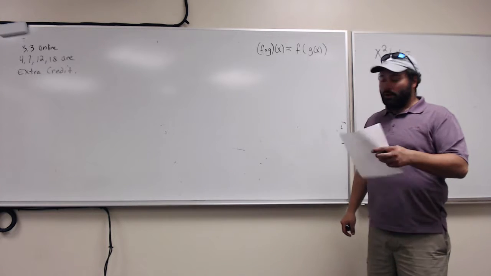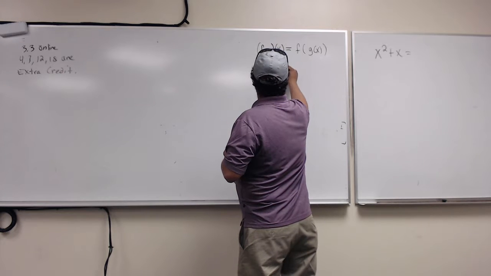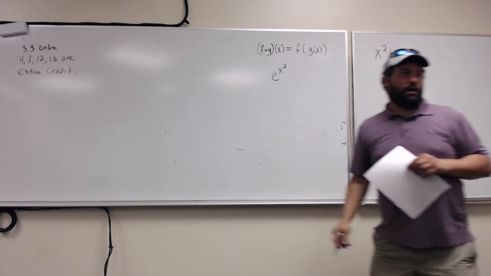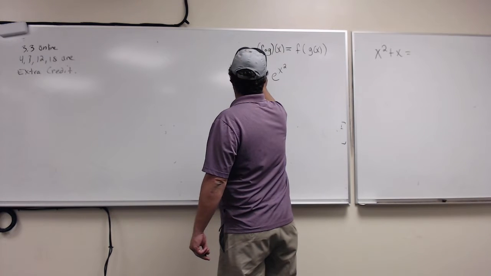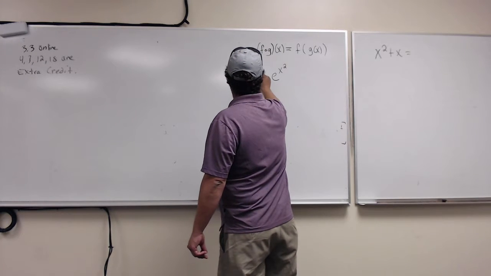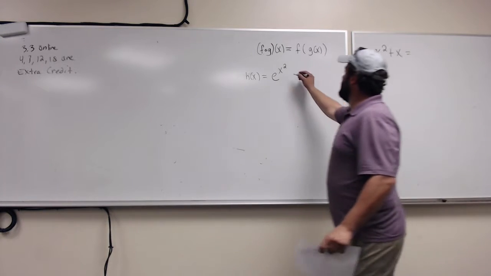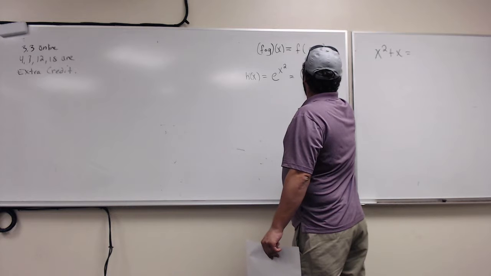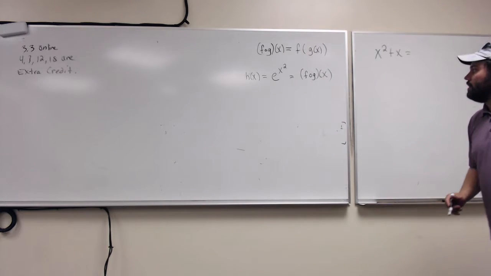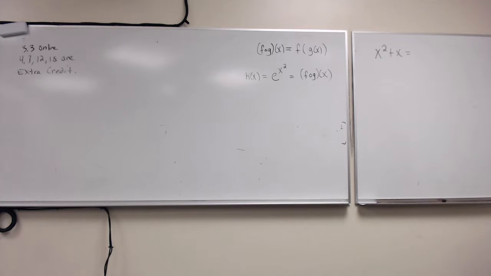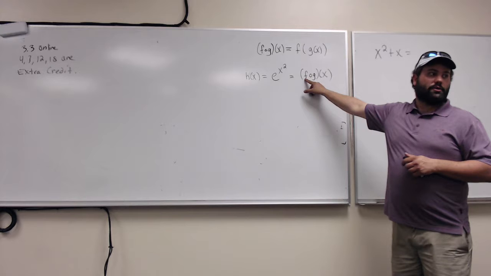Okay. Where you see compositions more often, you might see something like, say, e to the x squared. Okay. So say this is like your, I'll make up a letter, say that's h of x. This can be rewritten as a composition f circle g of x. Okay. Now, one of those functions is going to be called the inner function, and the one on the left is called the outer function.